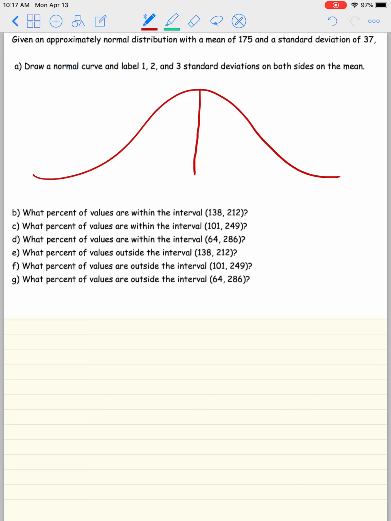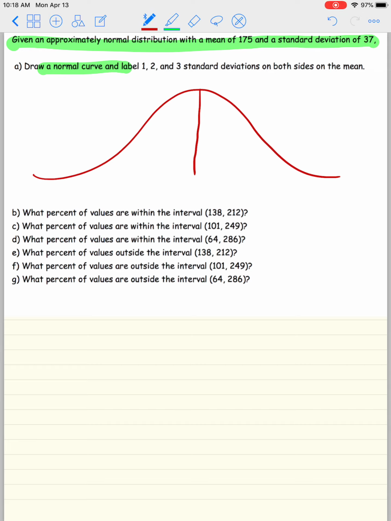Hey guys, welcome back. I'm going to do some more examples of the normal distribution. So let's just read the problem and make our curve and answer some questions. Given an approximately normal distribution with the mean of 175 and a standard deviation of 37, draw a normal curve and label 1, 2, and 3 standard deviations on both sides of the mean.